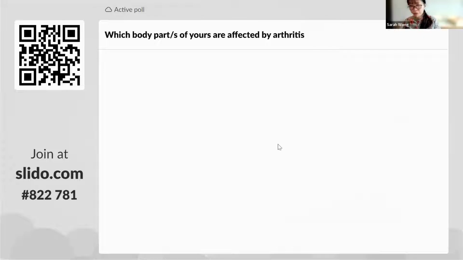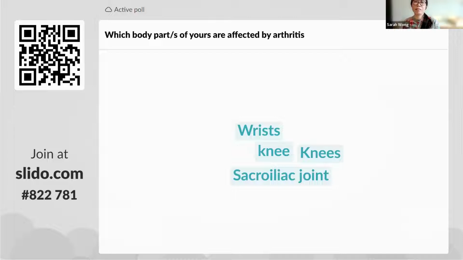Okay, now that you have heard about the different types and all that, let's go to another quick poll. Again, take out your mobile phone, scan the QR code, and tell us which body parts of yours are affected by arthritis. This is a free response question, and that just means that you type in your answer, and you probably have more than one answer. So for example, you might say hip and spine, or for some of us, it could be the neck and the ankles, or the wrist and the fingers.